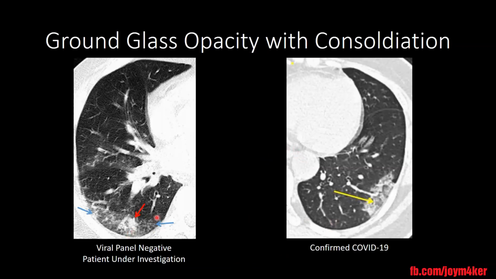When you see the ground glass opacities with superimposed consolidation, we can see here in a patient under investigation, an area of peripheral ground glass opacification with a more focal area of consolidation superimposed on the ground glass opacification. This is a case of confirmed COVID-19 where the patient has this peripheral area of consolidation, although there do remain some areas of ground glass opacification within the more consolidative airspace opacities.